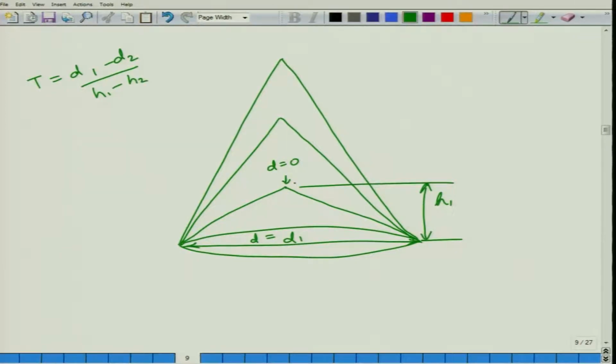So, in the case of the bottommost cone, let us take another color. If we are considering this cone, here the taper is equal to d1 minus 0 divided by h1 minus h2, where h2 is this height. Let us represent it by a capital H.